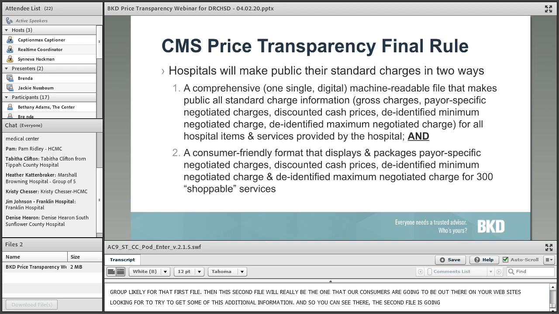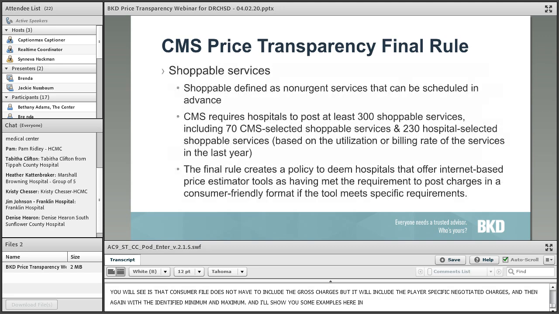Then the second file will really be the one that our consumers will be out there on your websites looking for to try and get some of this additional information. And so you can see there, the second file is going to include those charges. What you will see is that the consumer file does not have to include the gross charges, but it will include the payer-specific negotiated charges, those discounted cash prices, and then again the de-identified minimum and maximum. And Brenda's going to show you some examples here in a few minutes of a potential layout for those files.